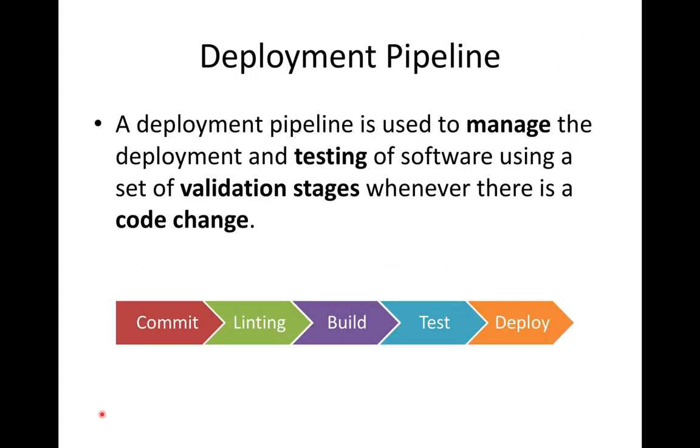Okay, so the first part of this lecture is a discussion of deployment pipelines. So what is a deployment pipeline? Well, a deployment pipeline is something that we use to manage the deployment and testing of software code. And a deployment pipeline consists of multiple validation stages. Every time we make a code change, we trigger our deployment pipeline. And our code basically has to progress through each of the stages. You can imagine your code change is sort of like running the gauntlet of different validation stages within your pipeline.